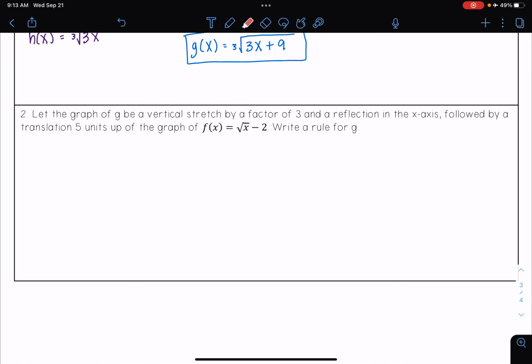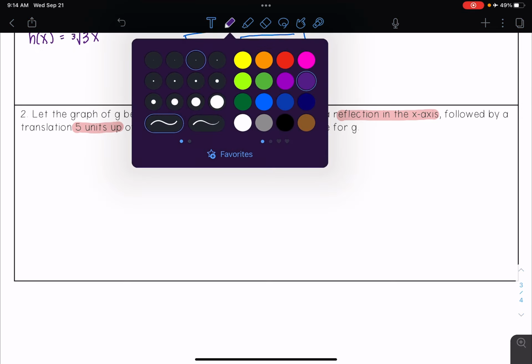Okay, let's look at one more. Number 2 says, let the graph of g be a vertical stretch by a factor of 3 and a reflection in the x-axis, followed by a translation 5 units up of the graph of f of x equals the square root of x minus 2. Write a rule for g.